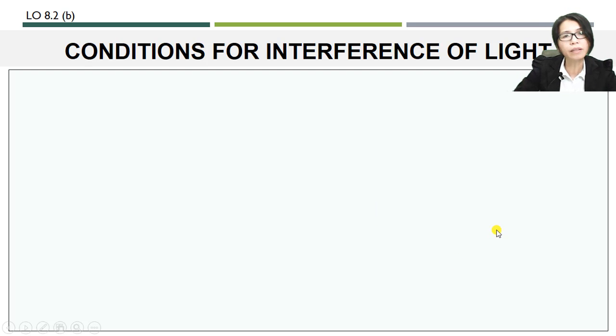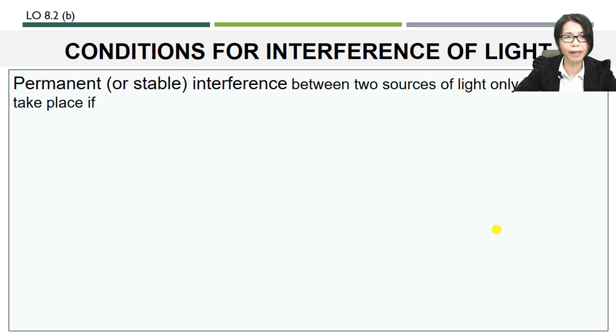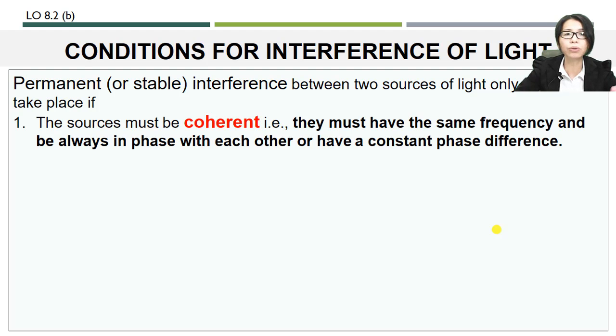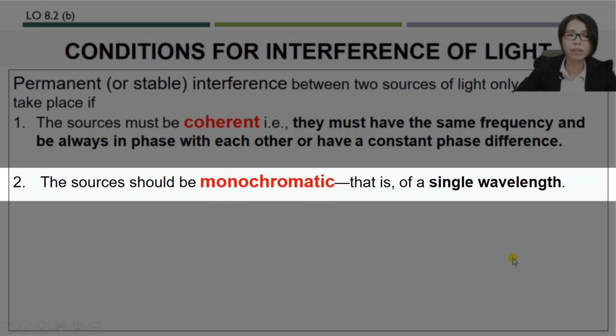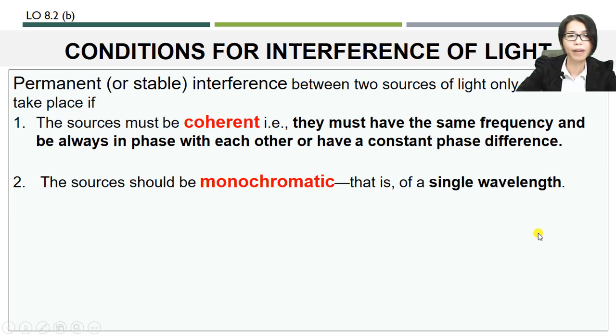Class, there are certain conditions in order to obtain a stable interference of light. Permanent or stable interference between two light sources can only take place if the two sources are coherent. It means that they must have the same frequency and always be in phase with each other, or they must always have a constant phase difference. Second, the sources should be monochromatic. Monochromatic means they consist of a single wavelength.